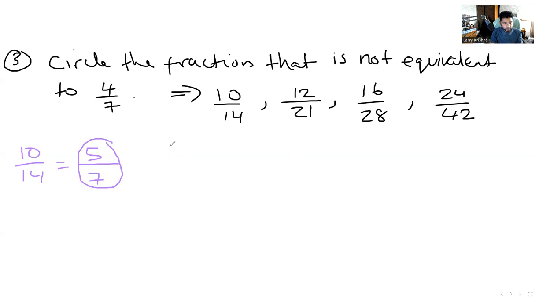12/21. Let's have a look at this. 12/21, let's put a comma there. So what number goes into 12 and 21? Well, we can say 3, because 3 can go into 12 and 3 can go into 21. So 3 goes into 12 4 times, and 3 goes into 21 7 times, sorry.